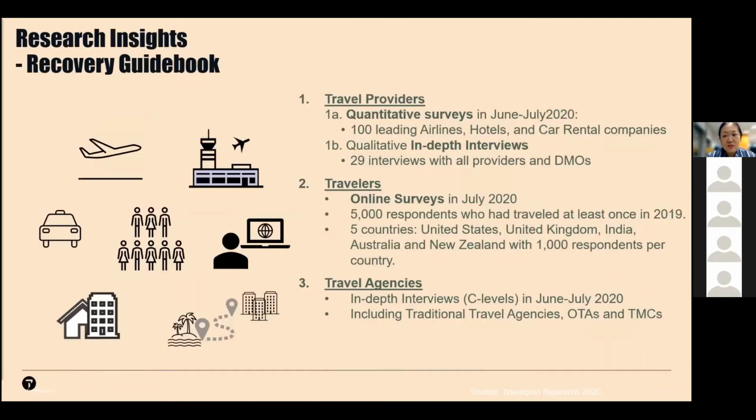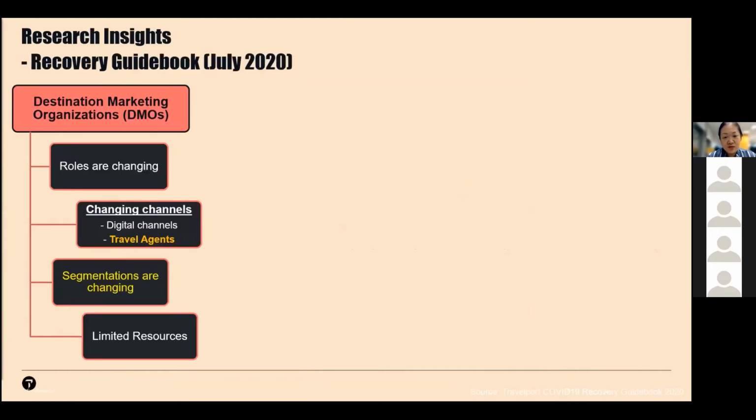Travelport also conducted some research to identify key insights to develop the recovery guidebook for the industry. So we have in-depth interviews with travel agencies, travel suppliers, and also DMOs. We also have 100 quantitative surveys with leading airlines, hotels, and suppliers. The other quantitative surveys cover travelers with 5,000 respondents across 5 countries, including the United States, UK, India, Australia, and New Zealand. There are some insights we have developed and included in the recovery guidebook.